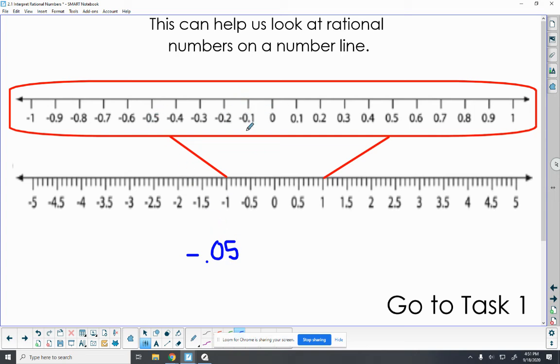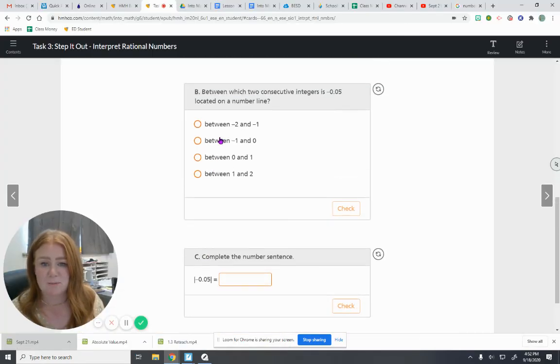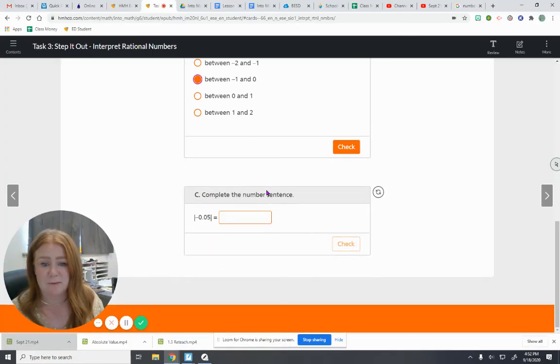So I know this decimal up here, 0.10 is like 10 cents, negative 10 cents. 5 cents is half of 10, so negative 0.05 would be here. So the integer closest to it is 0 because it does not have a whole number. And the next whole number it would go to is negative 1. So negative 5 hundredths is between 0 and negative 1. So between negative 1 and 0.